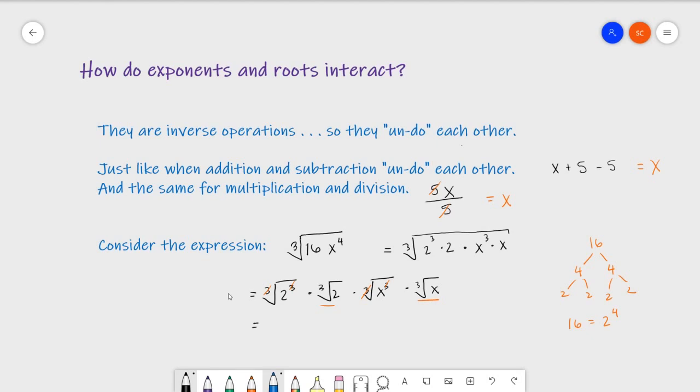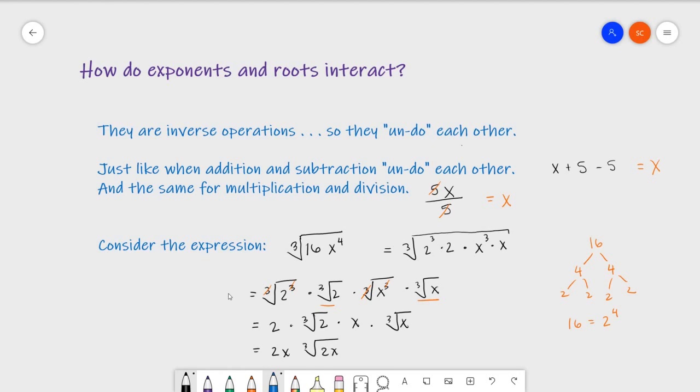So let's simplify. I have 2 times the cube root of 2 times x times the cube root of x. I'm just going to rearrange to simplify as my final answer. So I have 2x times the cube root of 2x.